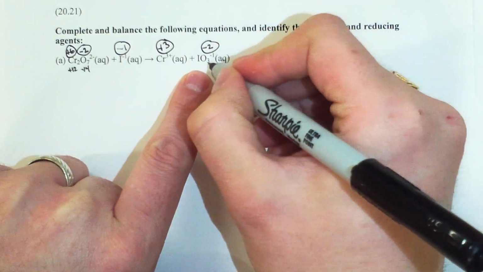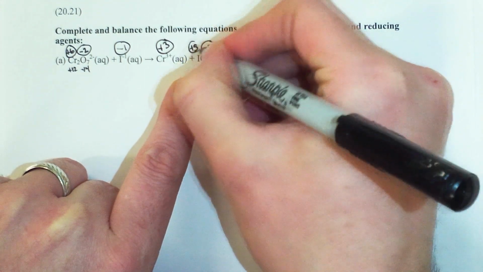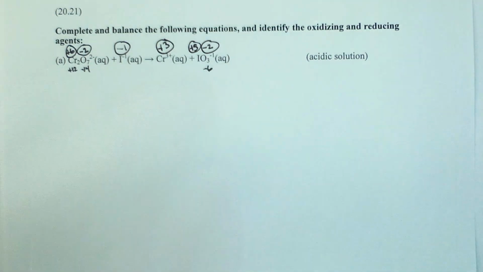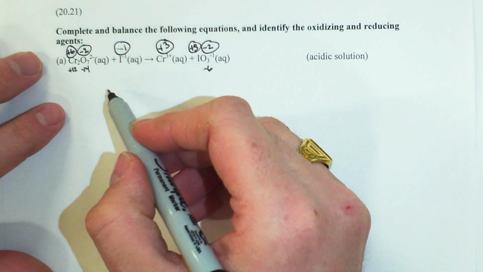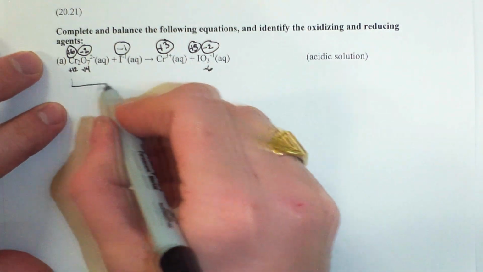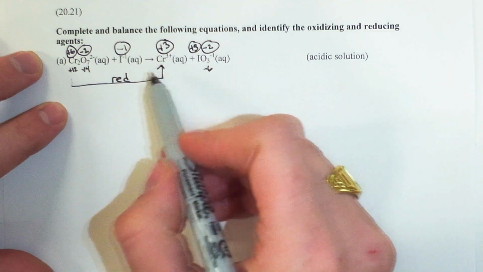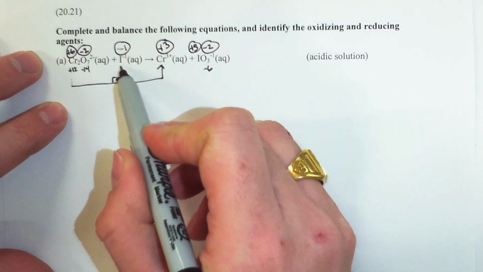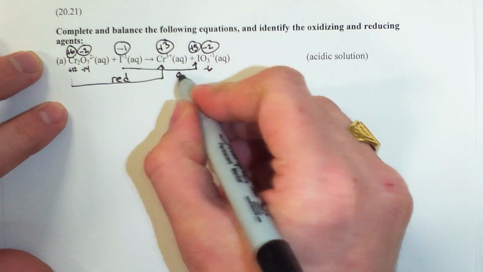Iodine in this molecule will be 3 times -2, which is -6. It needs to be plus 5. So we make sure we can identify what is oxidizing and what is reducing. Chromium is going from plus 6 to plus 3. That is a reduction. Iodine is going from -1 to plus 5. And that is your oxidation.